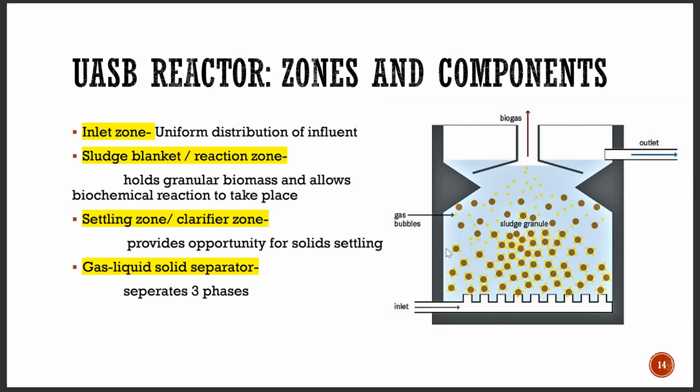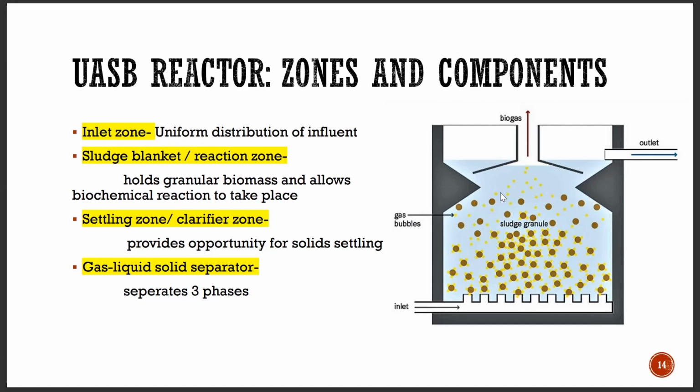Okay. So basically it has an inlet zone through which the influent is entering into the system. That's a sludge blanket zone, where the biochemical action or the decomposition takes place. Then there is a settling zone at the bottom where the solids are allowed to settle, and there is a gas liquid separator. So here the gas is taken to the biogas chamber, liquid is taken out through this effluent, solids are allowed to deposit. Okay, so these are the various zones that are present.